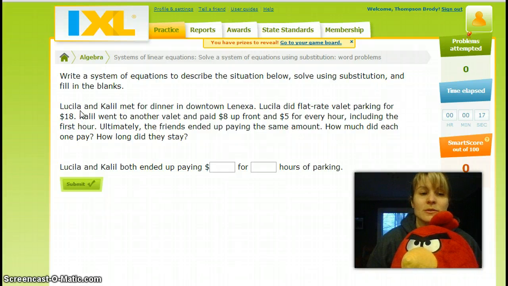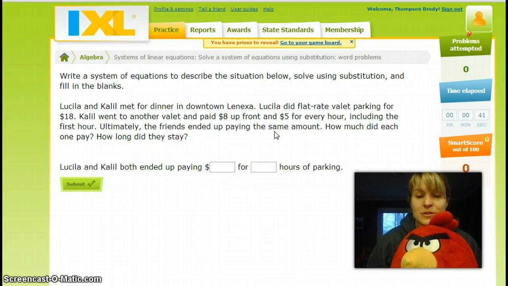So here we have Lucilia and Khalil meet for dinner in downtown Lenexa. Lucilia did a flat rate valet parking for $18. Khalil went to another valet and paid $18 up front and $5 for every hour, including the first hour. Ultimately, the friends end up paying the same amount. How much did each one pay, and how much did they stay?